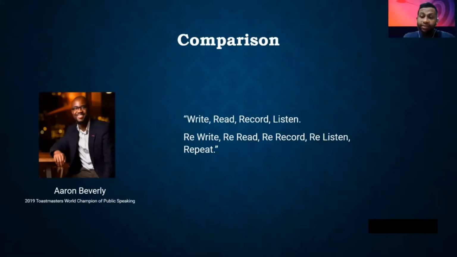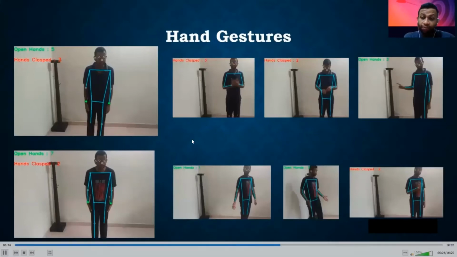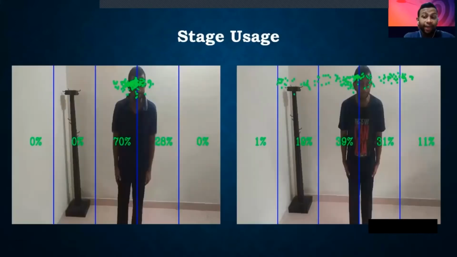So we can use this system also to compare between two deliveries of the same speech. So this is a comparison between the hand gestures of two different deliveries of the same speech. And this is stage usage, as the speaker can see any improvement from his previous versions of the speech.